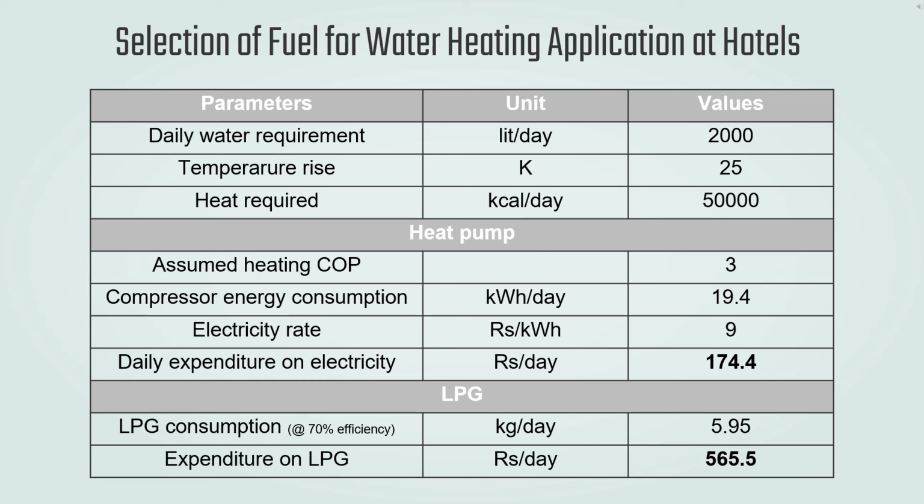Second case, we are using LPG. LPG consumption at 70% efficiency is 5.95 kg per day. So we can find out the expenditure on LPG just by multiplying the rate of LPG with LPG consumption, which is 565.5 rupees per day.